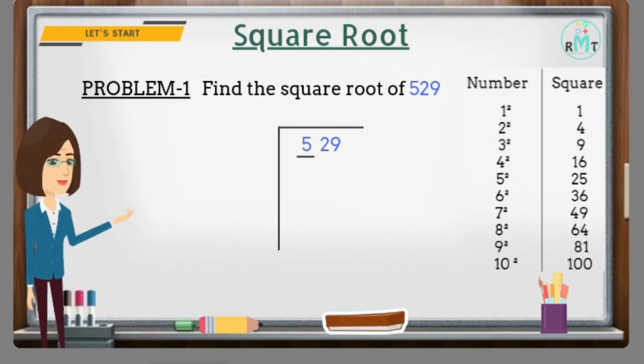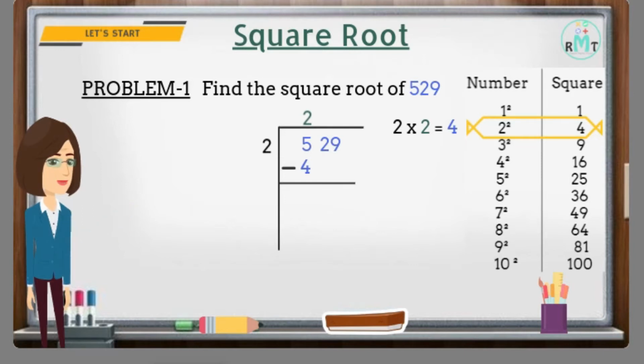Now, we will find the perfect square which is smaller than 5, that is 4, obtained by multiplying 2 with 2. Next, we put 2 in the divisor column and 2 in the quotient column and write their product 4 below 5. Now, we subtract 4 from 5. We get remainder as 1.